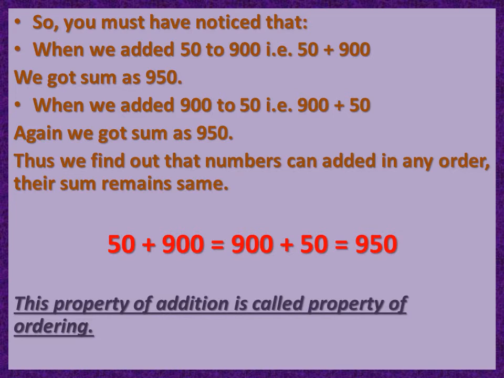So what did we notice? That you can add two numbers in any order. It doesn't matter which number we add first. If you place 50 plus and 900 after it, or we place 900 first and then we place 50 after it, it makes no difference. Our sum always comes out to be the same, which is 950. Again, you can take a smaller example. Add 1 plus 3 or 3 plus 1, the sum 4 will always be the same. So this property of addition is called the property of ordering.